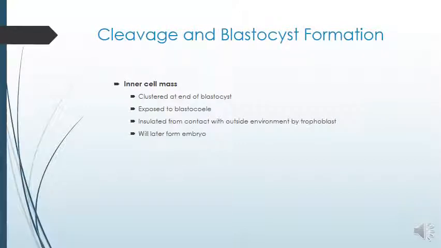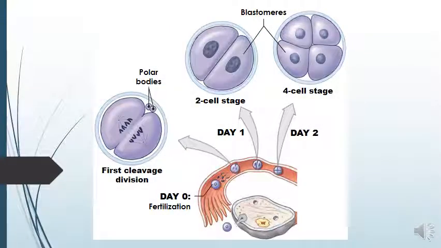A second group of cells, the inner cell mass, lies clustered at one end of the blastocyst. These cells are exposed only to the blastocele and are insulated from contact with the outside uterine environment by the trophoblast. In time, the inner cell mass will form the embryo. The next 2 slides show you the cleavage and how the blastocyst forms, and the movement down the fallopian tubes to the uterus.